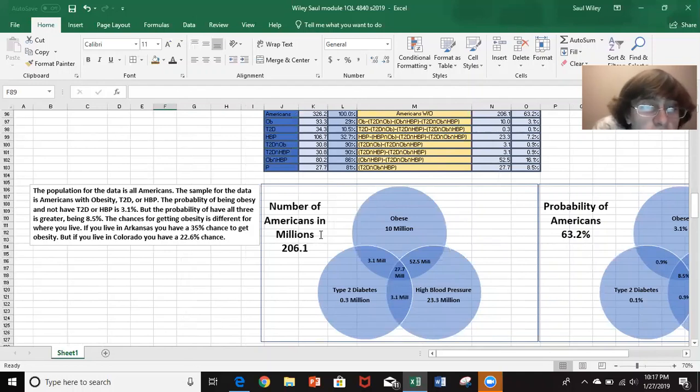The chance of getting obesity is different depending on where you live. If you live in Arkansas, you have a 35% chance to get obesity. If you live in Colorado, you have a 22.6% chance.